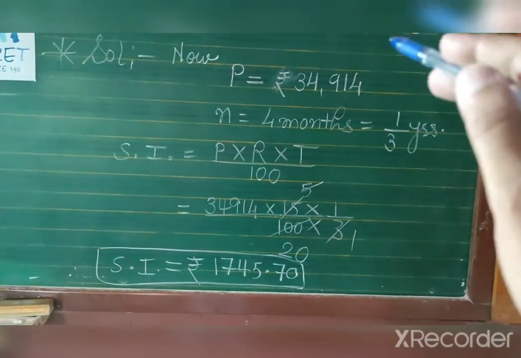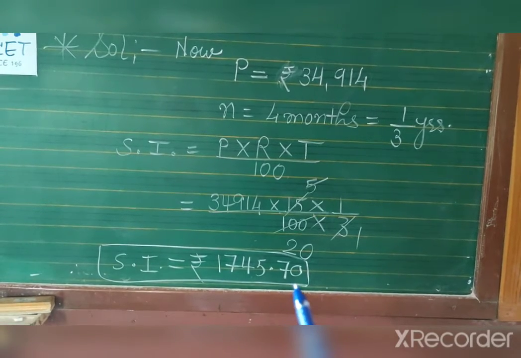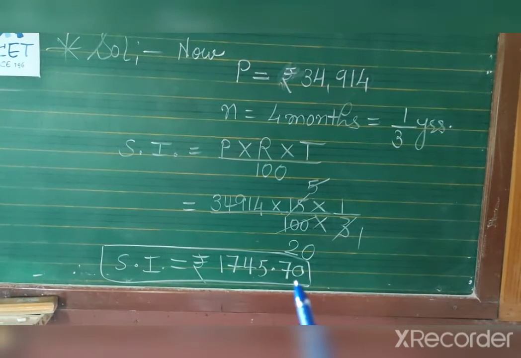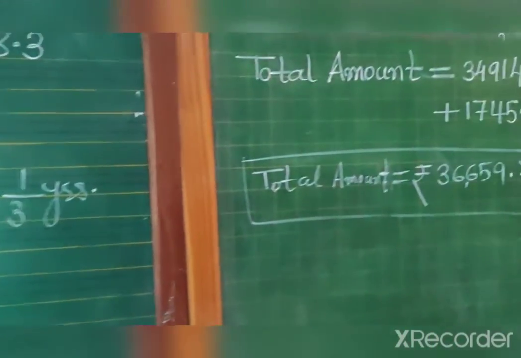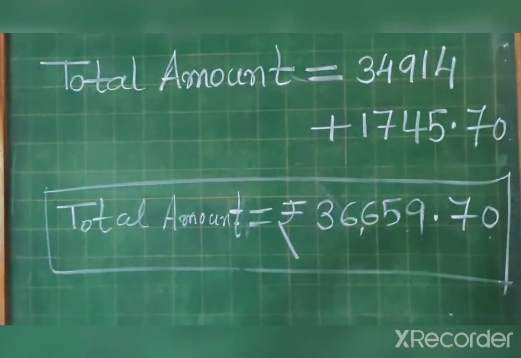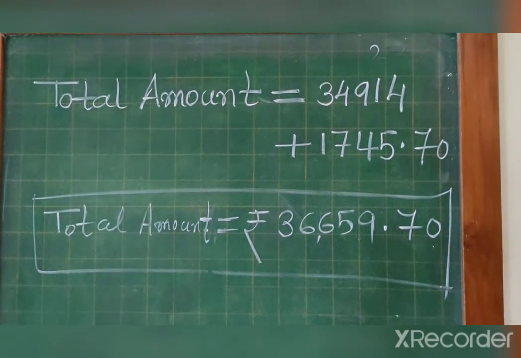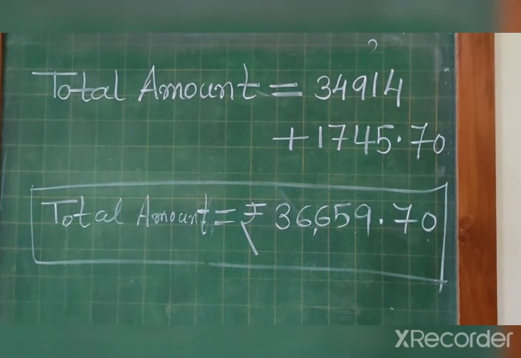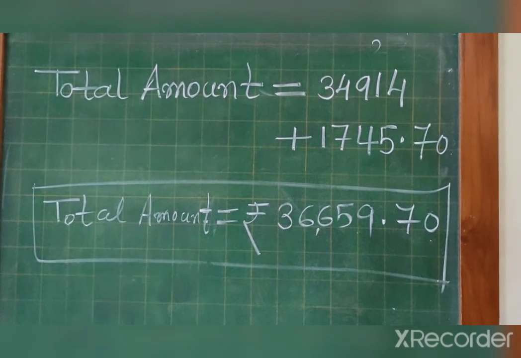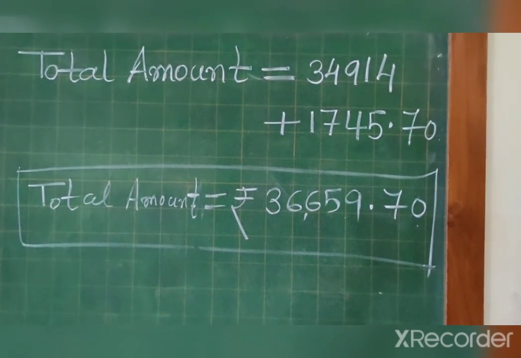Now this is the amount for 2 years, and this is the interest for 4 months. So the total amount will be 34,914 plus 1,745.70, that means rupees 36,659.70.